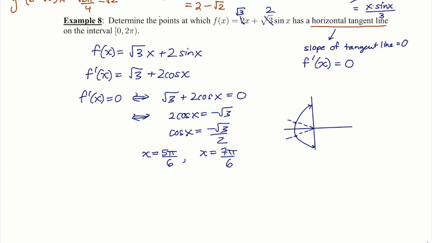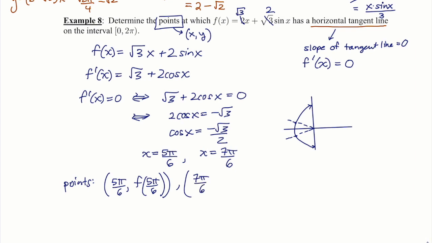And it said determine the points, which would imply we want both an x-coordinate and a y-coordinate. So we set the derivative equal to 0 because we wanted a horizontal tangent line. We found the x-coordinates where that slope is 0, but now we want the y-coordinates, and those always come from the original function. So the points will be 5 pi over 6, f of 5 pi over 6, and 7 pi over 6, f of 7 pi over 6.